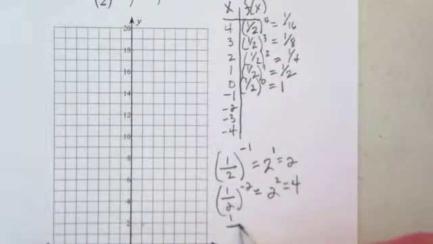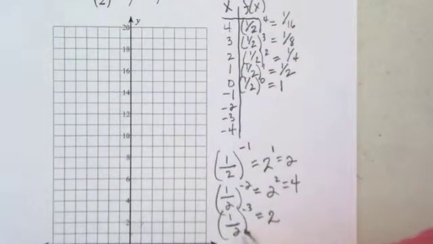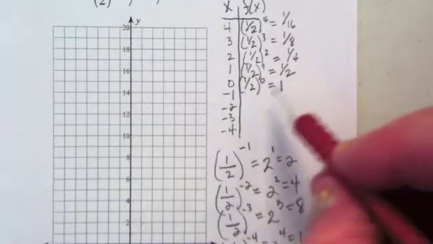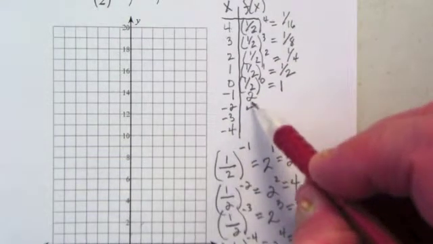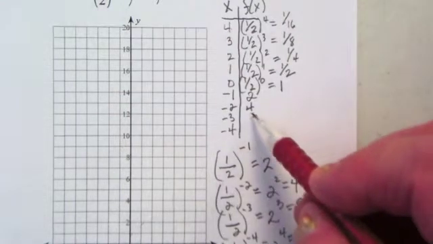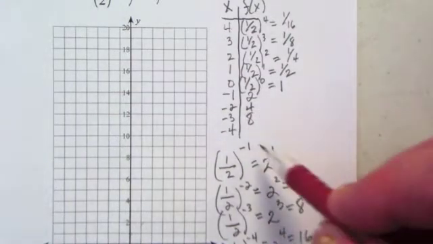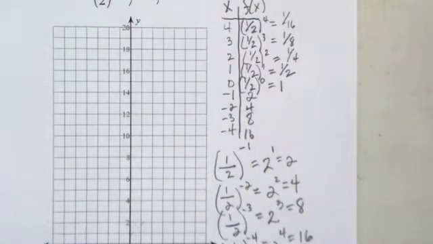And so on. 1/2 to the -3rd power means take the reciprocal. And that gives you 2, because if you turn this upside down, you get 2 over 1. And you have 2 to the 3rd power, which is 8. And 1/2 to the -4th power is equal to 2 to the 4th, which is 16. So this gives me some ordered pairs. For -1 here, I had 2. For -2, I got 4. For -3, I got 8. For -4, I got 16. So these are all ordered pairs, and I need to graph them.